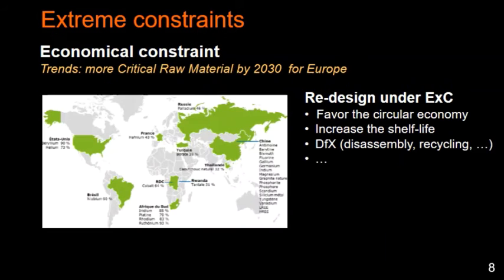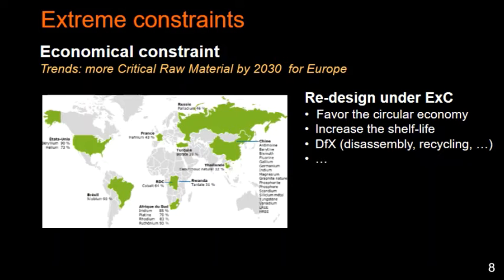You can find a lot of other extreme constraints. This one is dedicated to the critical raw materials for Europe by 2030, and if you are not able to supply the materials, you have to change the way. Your strategy should be changed, so you have to redesign. You should maybe follow the circular economy to increase the shelf life, a new way to design for X, I mean disassembly, recycling, etc.